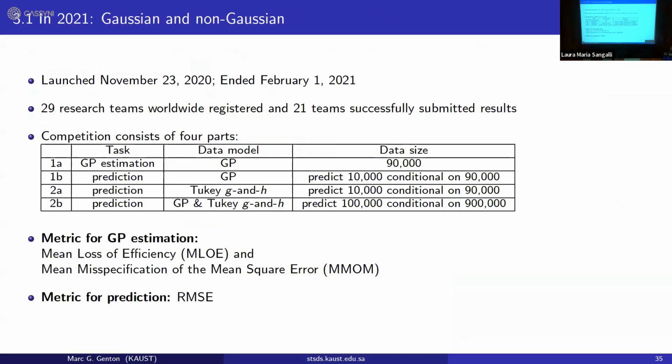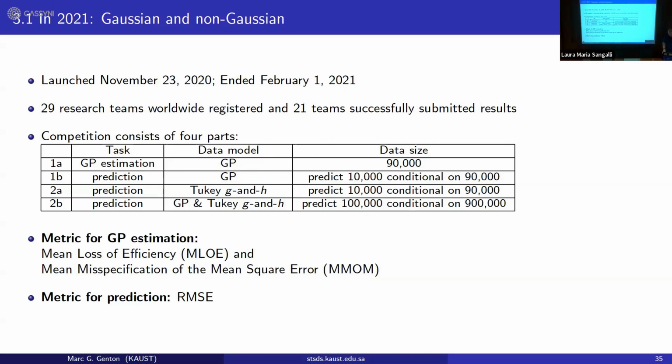The first competition was mainly on Gaussian and non-Gaussian problems. For example, estimation for Gaussian processes based on 90,000 locations. Then we had some larger cases, and also prediction at new locations. We had a good turnout, about 29 teams signed up for the competition. In the end, it's still challenging. People sign up, but once they realize they get a data set of size 1 million, a lot of problems appear. So some gave up, but eventually 21 teams submitted their results.